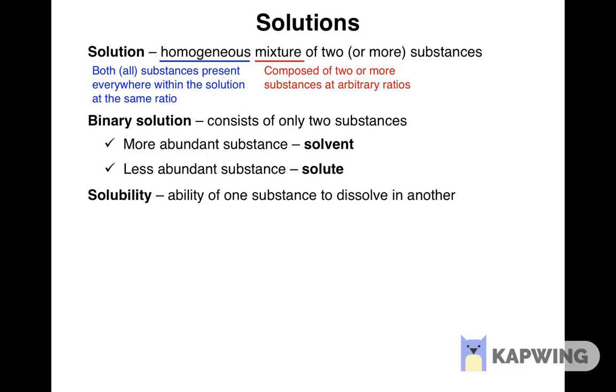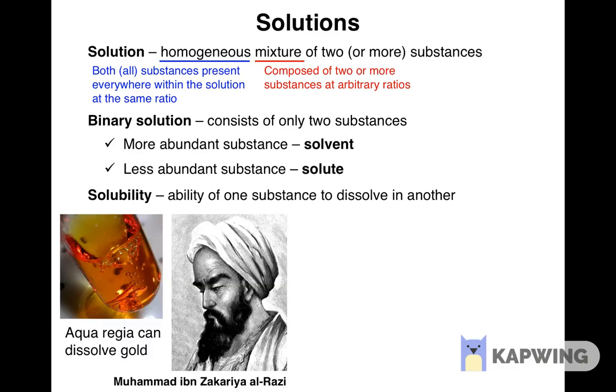A very wide variety of chemical substances can serve as either solutes or solvents. For instance, gold is insoluble in either water or oil, but it is soluble in aqua regia, which is a mixture of hydrochloric and nitric acid solutions in water. A fact known already to the 9th century Persian alchemist Muhammad ibn Zakaria al-Razi.